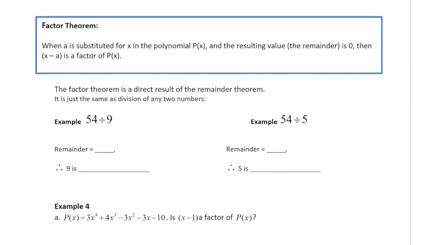Okay, so an extension to the remainder theorem is something called the factor theorem. And the factor theorem is the remainder theorem, but it just tells us one additional piece of information. It says that when you have a perfect factor, you're going to be left with a remainder of 0.